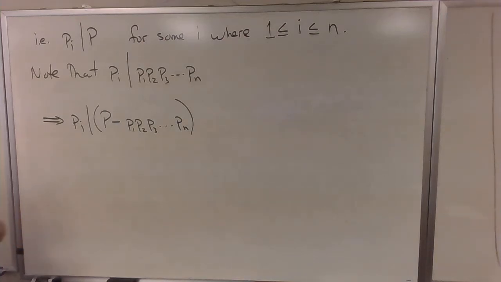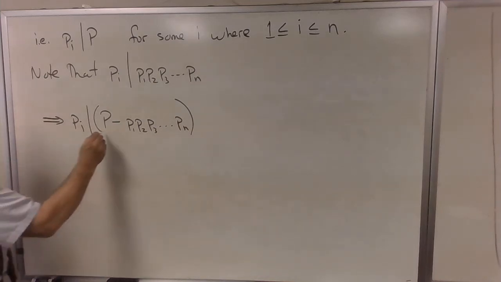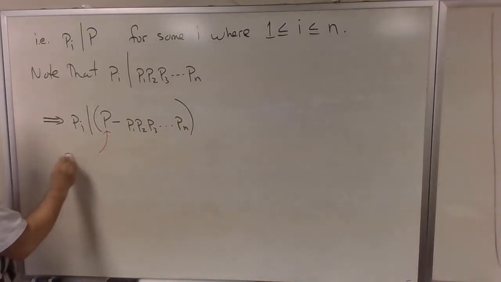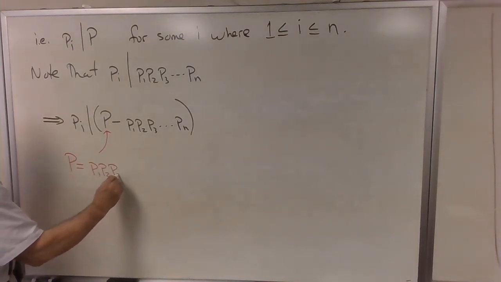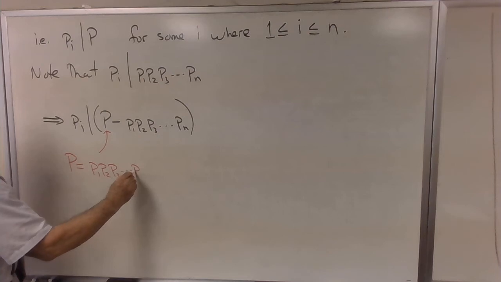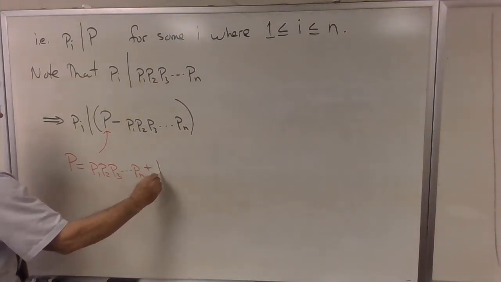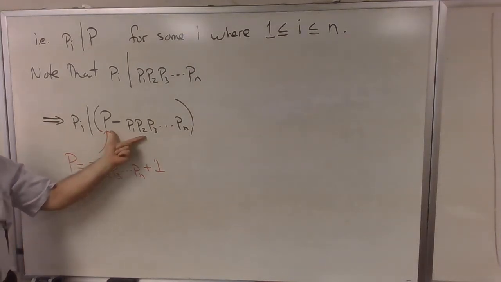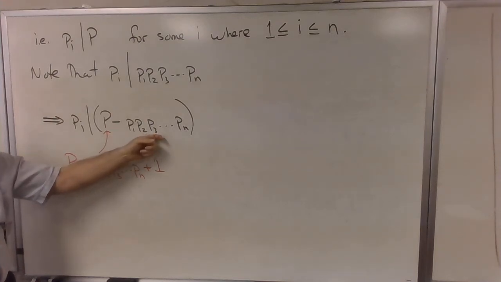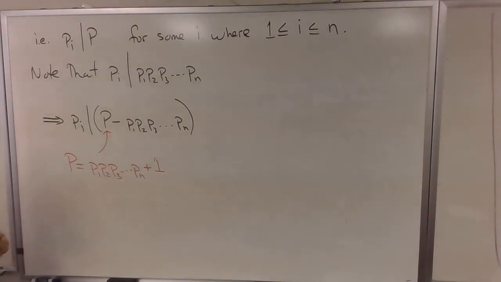But let's remind ourselves of what P, capital P, is. Capital P is the product of all of these primes plus 1. That's what it is. So this whole thing, P minus this product, is just equal to 1.